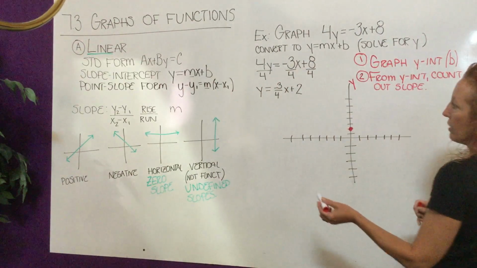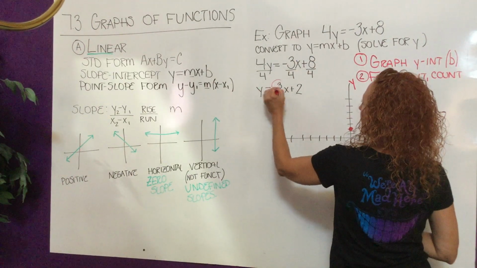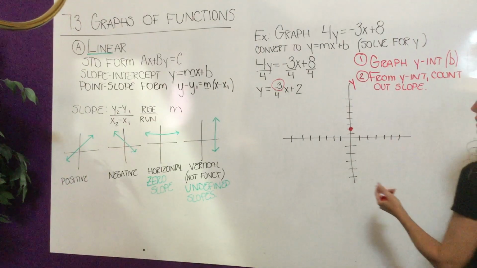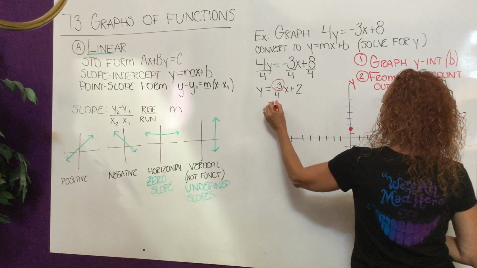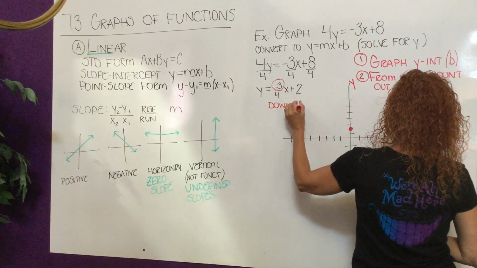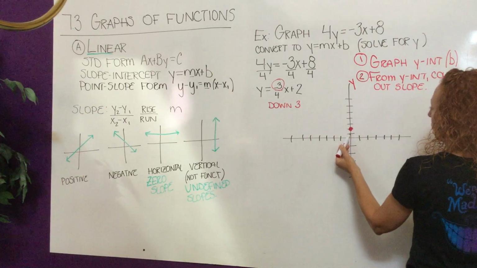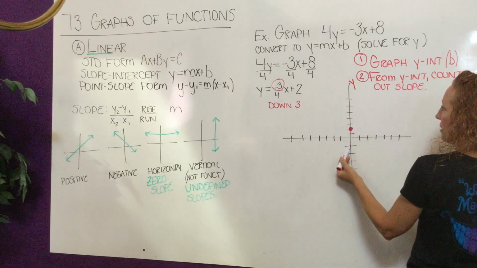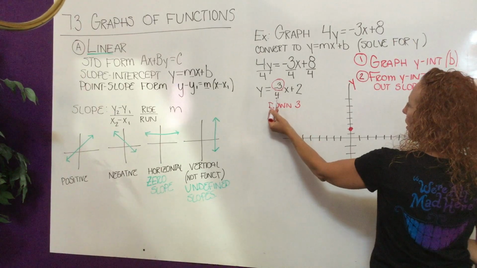So it's rise over run. We need to go -3 spaces, either up or down. Because it's negative, I am going to go down 3. So down 1, down 2, down 3. Now don't put a dot there yet. We still need to handle this +4.